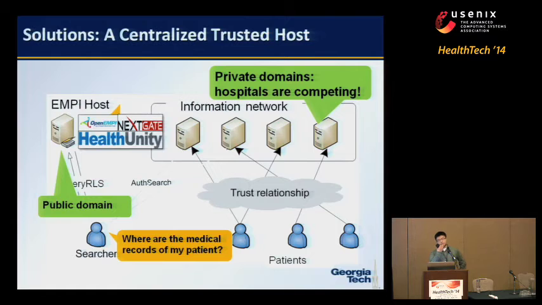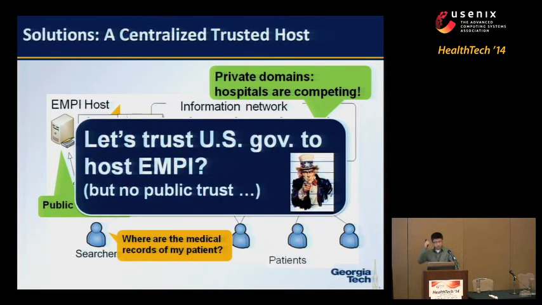But again, there is a problem in this approach, which is trust. As we mentioned, in the private domain, different hospitals are competing with each other. So it makes it very difficult to find a centralized trusted third-party entity. So maybe you will argue, let's use the US government to host the data. But with regard to the recent US government NSA surveillance program, there is not so much public trust out there.